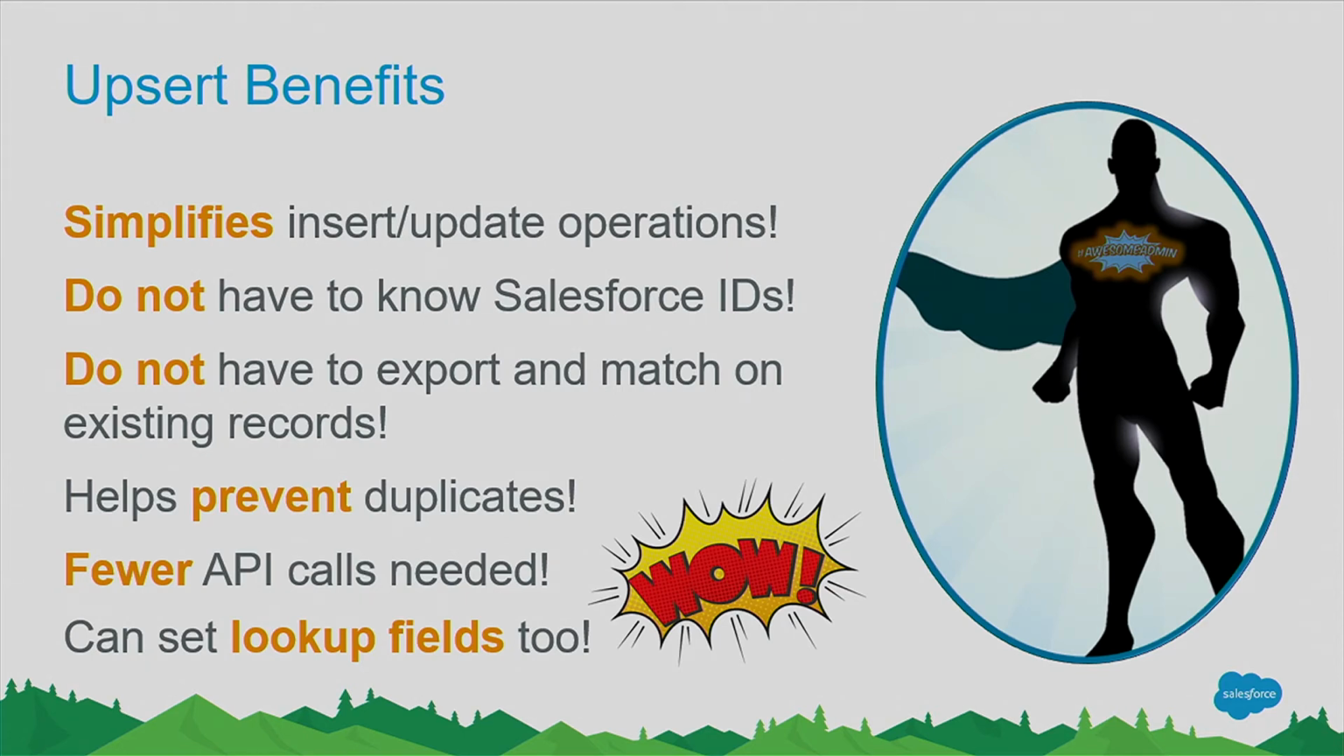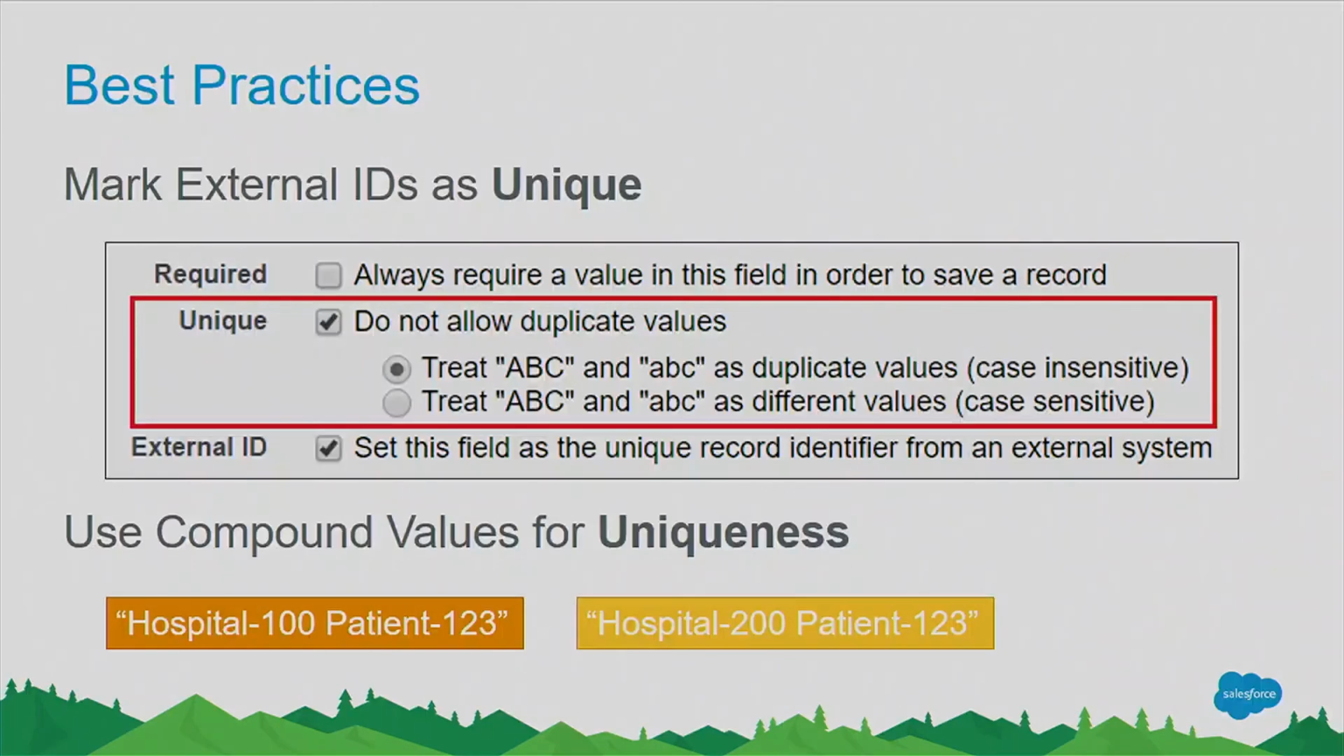This also inherently helps prevent duplicates, because if there are matches found on that external ID value, then Salesforce will update the record instead of creating another duplicate. It also reduces the amount of API calls that you need to use, because you're not having to export any of that data down. And then when you do need to scale up to the hundreds of thousands and millions of rows, you can begin to use the bulk API with the Upsert operation. And we're also able to be setting these lookup fields indirectly all in one operation. It's pretty amazing.